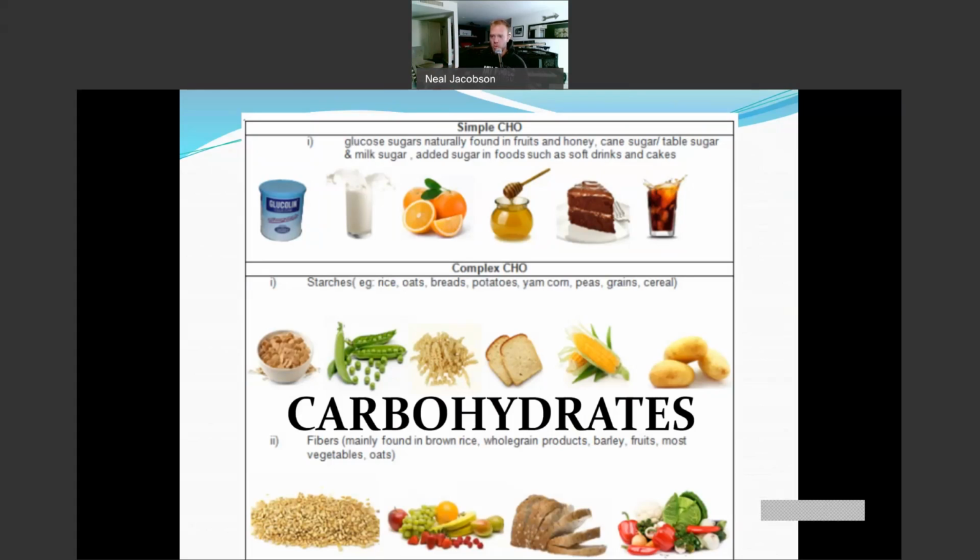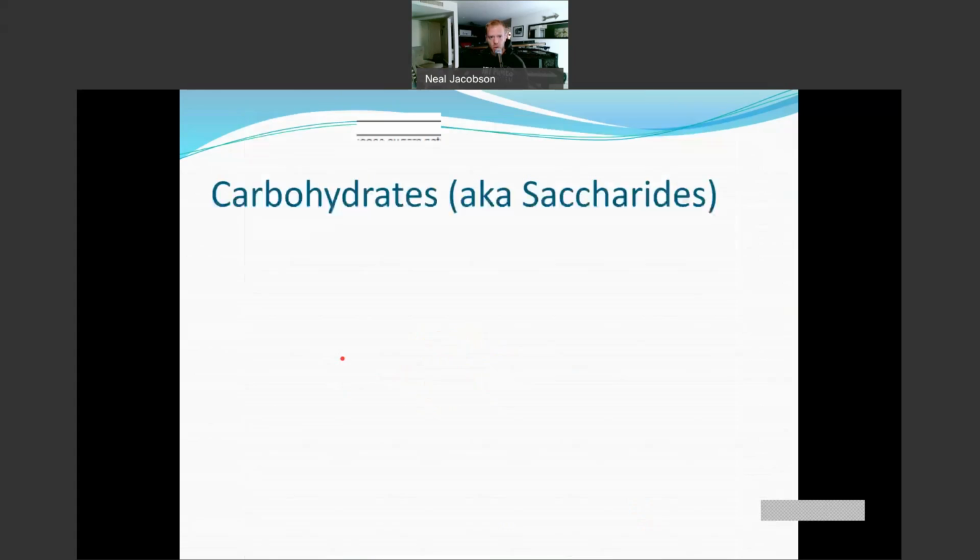So the monomers will build together to make complex carbohydrates. And we'll talk about where those come from in a little bit. Let's go. So carbohydrates are also called saccharides. They end in the suffix -ose, right? So glucose, fructose, maltose, sucrose.